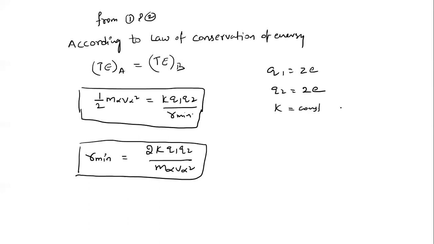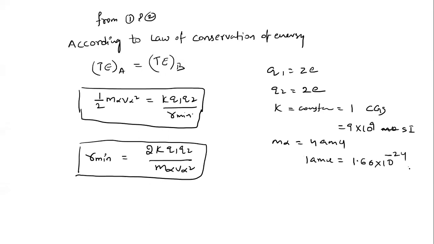In the CGS system, the K value is 1, and it is 9 into 10 to the power 9 in the SI system. We have already discussed this in the properties of charge. And m alpha is the mass of the alpha particle, which is 4 AMU, and 1 AMU is equal to 1.66 into 10 to the power minus 24 grams. v alpha is unknown and will be given in the question, the velocity of the alpha particle. And R minimum is the distance of closest approach, which we should find out.